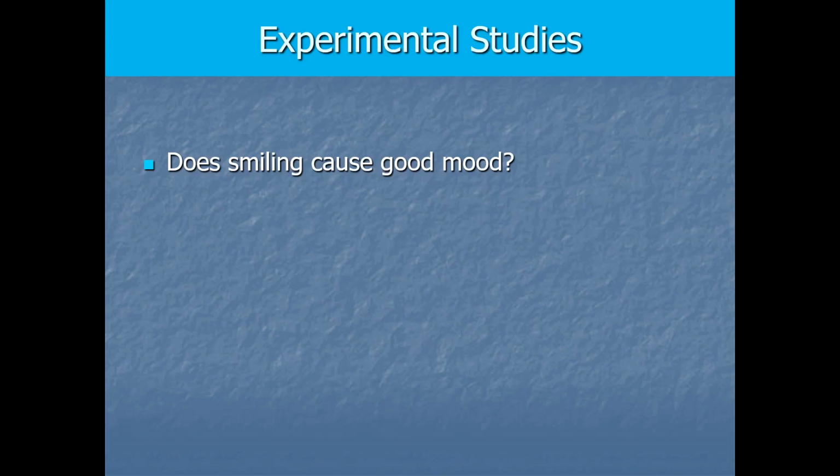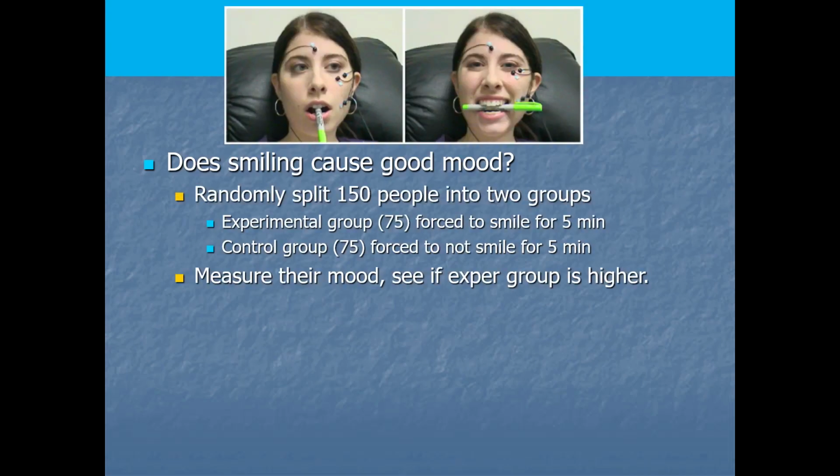And how would we test this? Well, we identify which variable we think is causing something, which variable we think is doing something to the other variable, and that's the one we manipulate, the independent variable. So that would be smiling. Well, okay, we'll randomly split, say, 150 people into two groups. An experimental group forced to smile for 5 minutes, maybe by putting a pin in their mouth a certain way that causes smile muscles to activate. And then a control group is forced to not smile for 5 minutes, but maybe they still have to hold a pin in their mouth a different way just to keep that kind of similar.